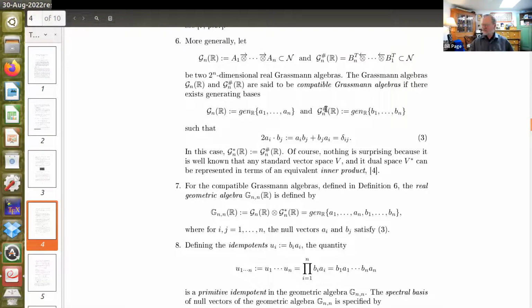Or sharp. Yeah, okay, sharp. Yeah, that's better. Yeah, okay.